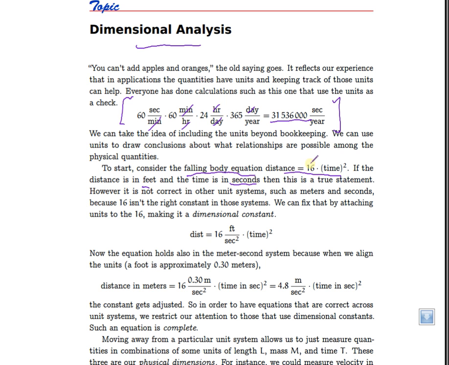So I really need to consider that this 16 is not a pure number. This 16 has units attached to it. In fact, if I put in time in seconds and multiply by 16, I get out feet. So I need to consider that this 16 has units of feet per second squared. Okay. And here the time is measured in seconds squared.